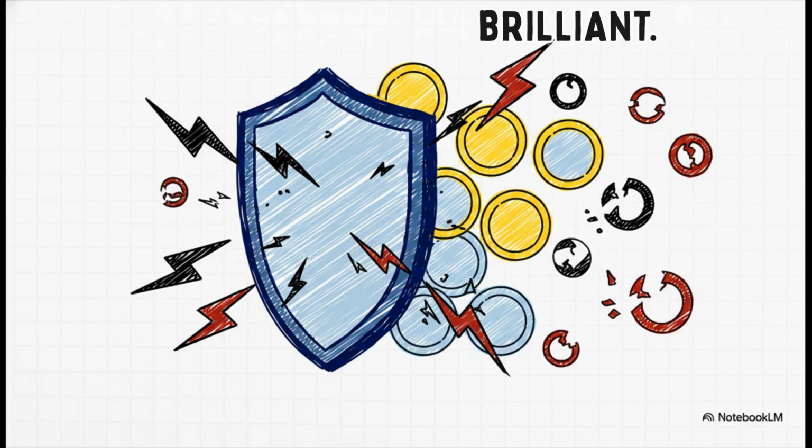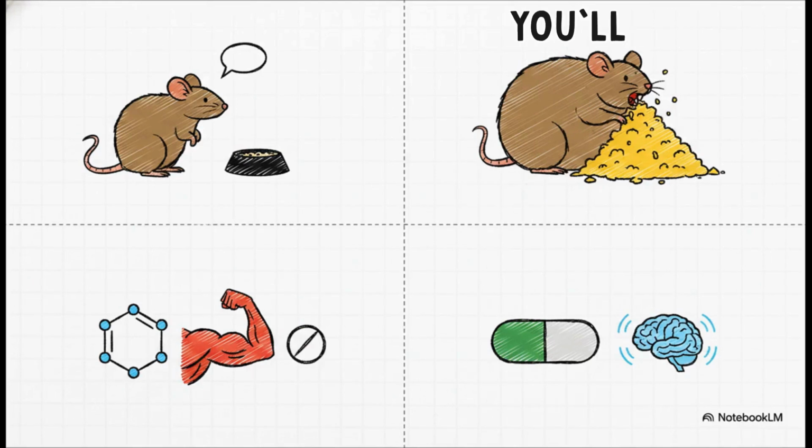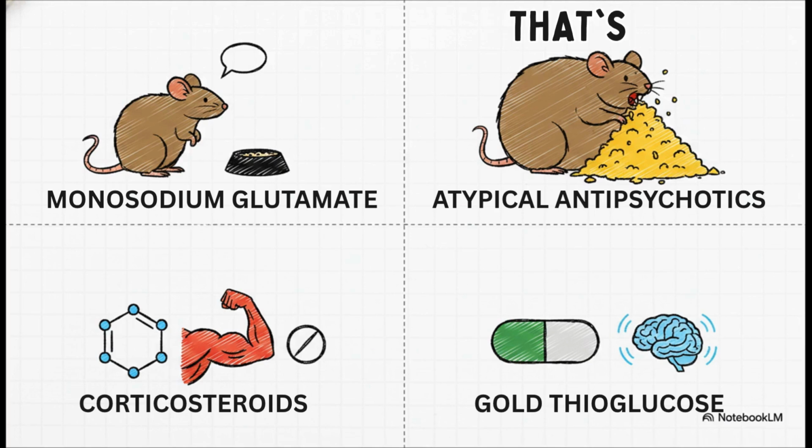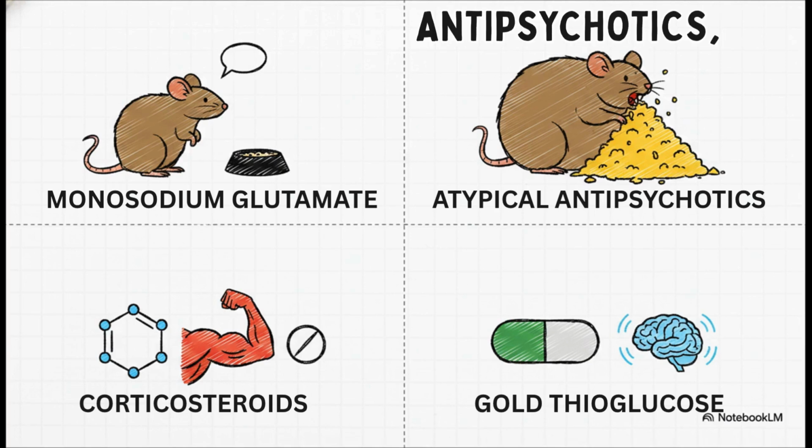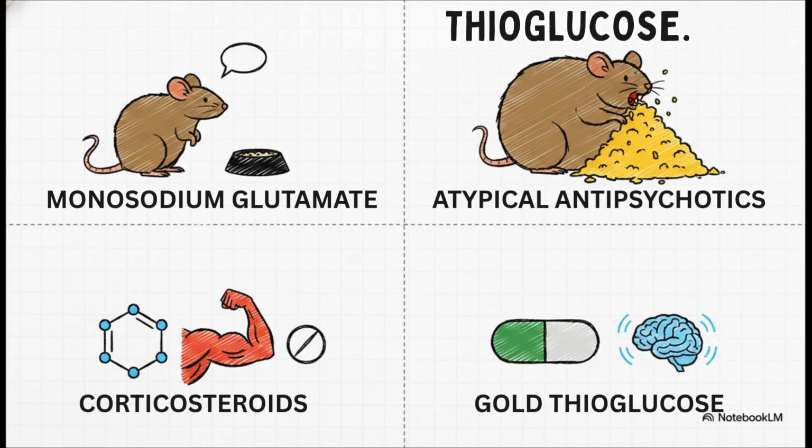It's brilliant. To round out your type 2 section, you'll want to list these alternative chemical models. We've got a great mnemonic for you here. MACG, that's MSG, atypical antipsychotics, corticosteroids, and gold thioglucose.